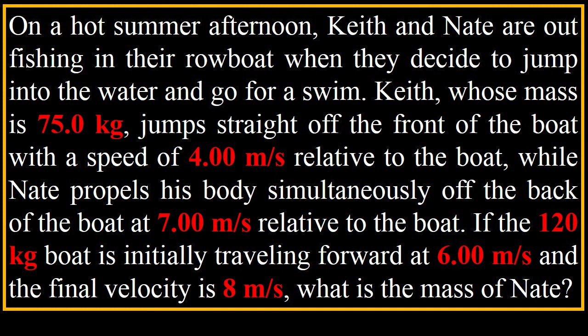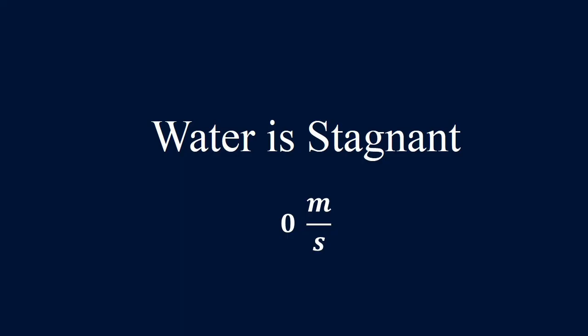Now, it says that Keith jumps off 4 meters per second relative to the boat, Nate jumps off 7 meters per second relative to the boat, but the boat is moving 6 meters per second. The boat, 6 meters per second, is relative to the water. So Nate and Keith's velocity has to be corrected for the water, because this problem has to be done either all by the boat or by the water. Clear? Now, the water is stagnant, correct? We have to say that, because they say nothing about the water.